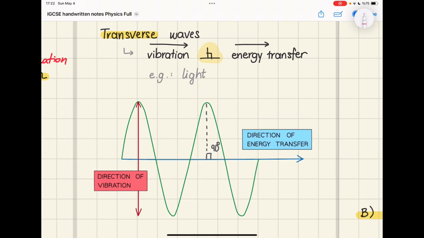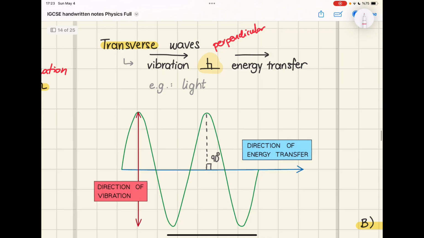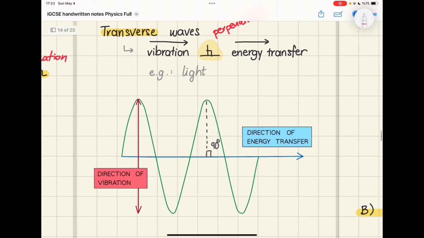Transverse waves: vibrations are perpendicular, or at a right angle, to the energy transfer. So the direction of the vibration is perpendicular to the direction of energy transfer. You see it is traveling from left to right, but the particle is vibrating up and down. So that's very important. The vibration of the particle of the source, that is transferring that wave through the matter or through space, is perpendicular, it's up and down.